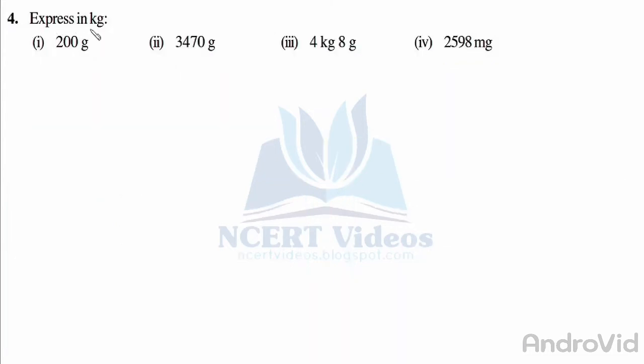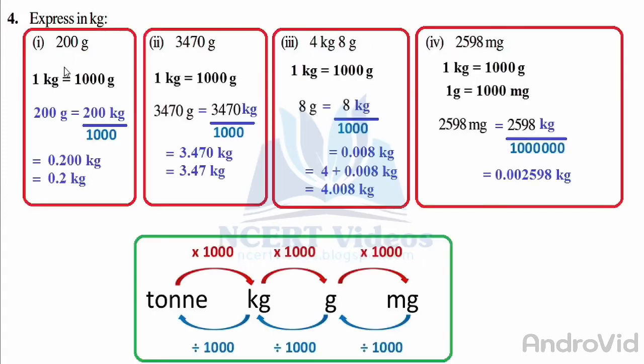Fourth, express in kilogram. Number first is 200 gram, then 3470 grams, then 4 kg and 8 grams. And the last one is 2598 milligrams. Now again the same thing. That is, we have to go from 200 grams to kg. So 1 kg is 1000 gram. Then 200 grams will be how much? And we will divide it by 1000.